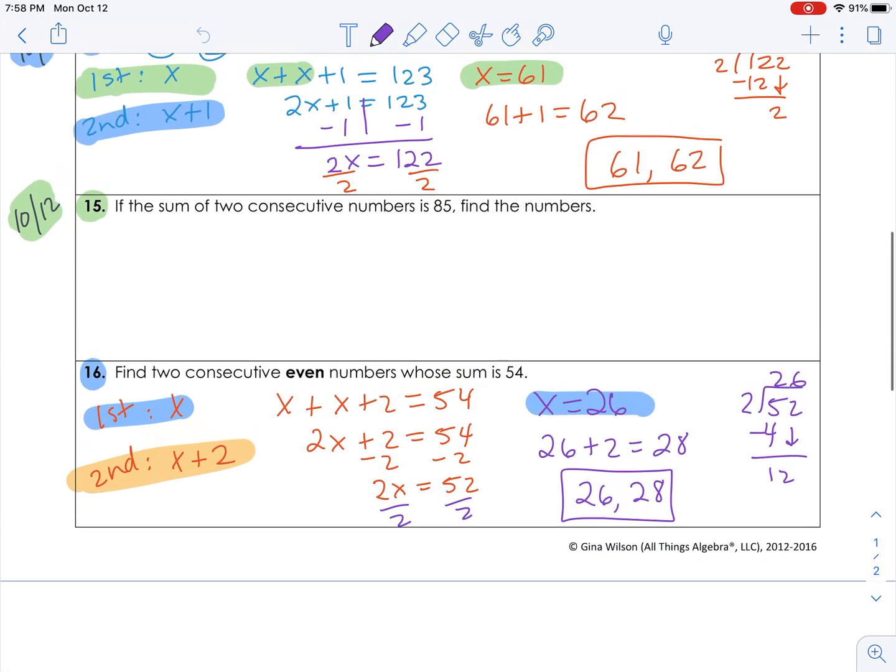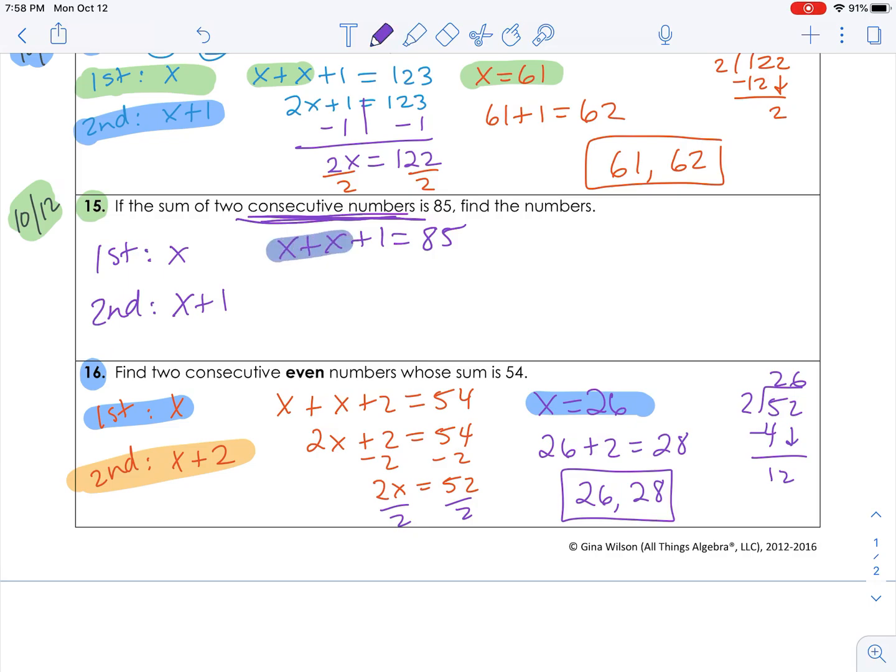So we'll do number 15 first. The sum of 2 consecutive numbers is 85. So notice that we're not talking about even consecutive numbers or odd consecutive numbers. We're just talking about regular consecutive numbers. So if the first number is x, then the second number needs to be x plus 1 because these are just regular consecutive numbers. Sum means add, so x plus x plus 1 is supposed to equal 85.